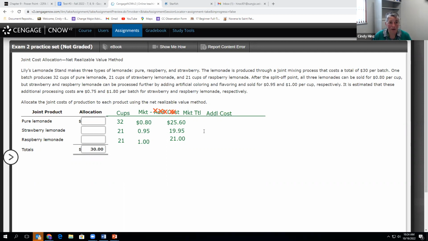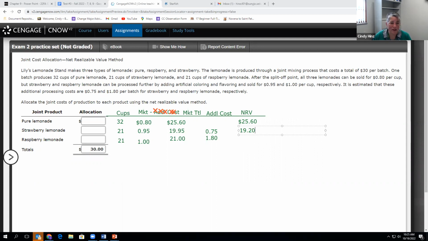For the pure lemonade, there is no additional cost. For the strawberry lemonade, it is 75 cents. And for the raspberry lemonade, it is $1.80. So finally, we are at the net realizable value. How much can we actually get from this product? $25.60 for the pure lemonade, because there is no additional cost. For the strawberry lemonade, we are going to realize only $19.20.